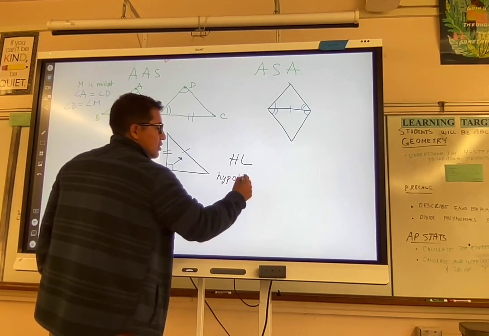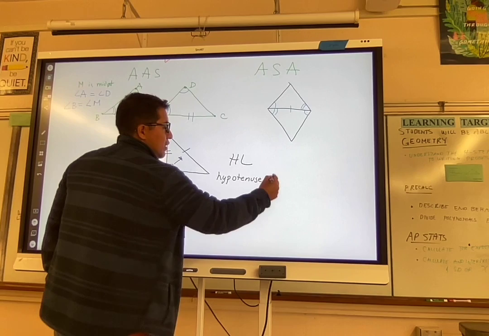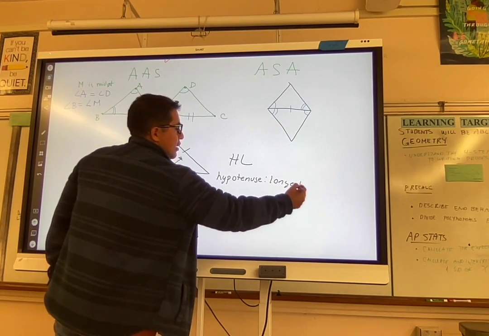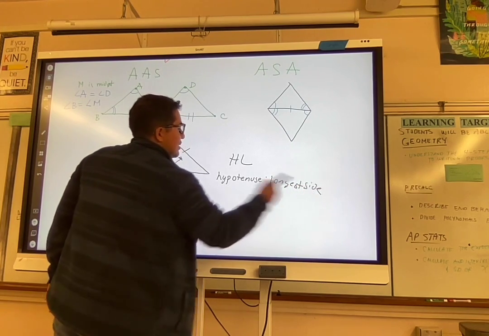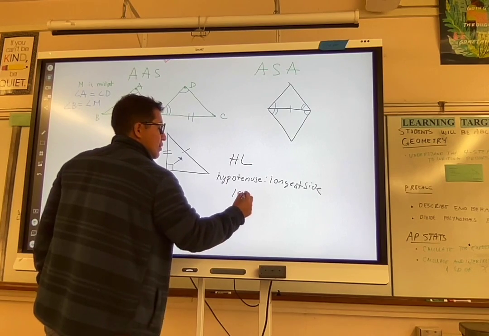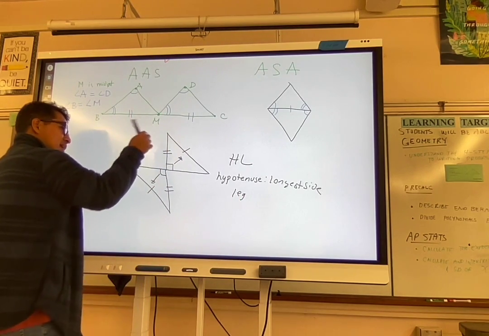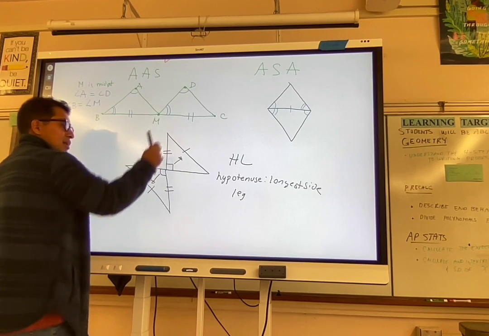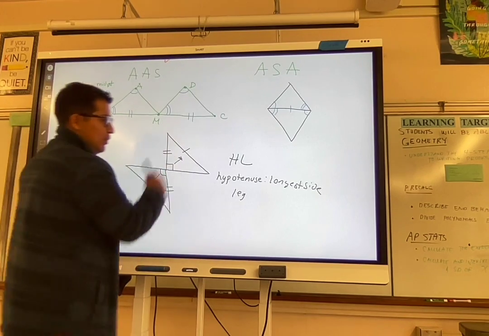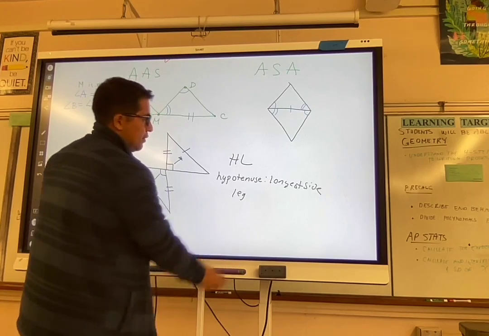H for hypotenuse. Hypotenuse, longest side. And then the L is one of the legs, right? One of the sides of the right triangle. So if I can at least show that the hypotenuse is the same and the legs are congruent, we can use HL to say the 2 triangles are congruent, okay?